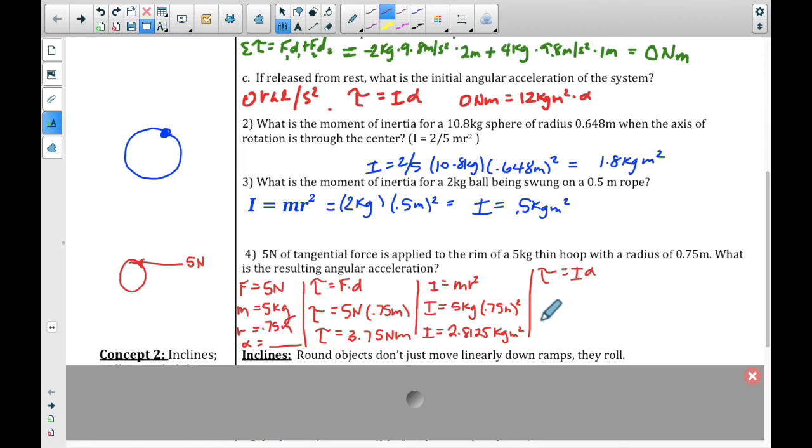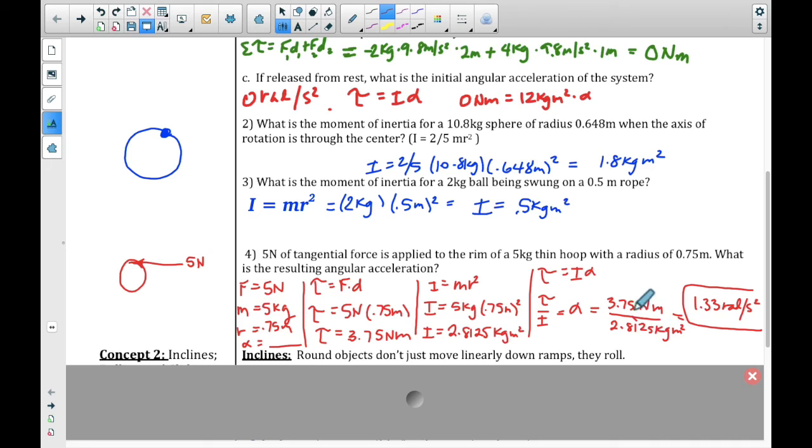Finally, we know that torque is moment of inertia times angular acceleration. We just calculated our torque to be 3.75 Newton meters, and our moment of inertia to be 2.8125 kilogram meters squared. So now we can go ahead and calculate the acceleration. You could move your equation around before your calculations or after, it doesn't matter. I went ahead and moved my equation around ahead of time, but you could do it the other way. You end up dividing 3.75 Newton meters by 2.8125 kilogram meters squared.